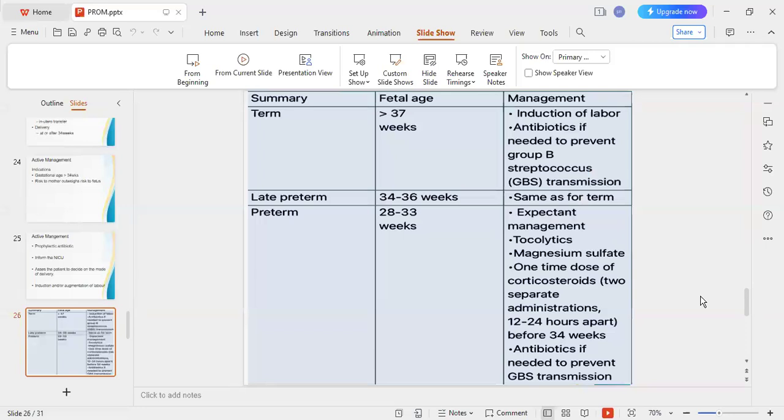So this is a summary of how we manage these patients. When they come at term, we induce labor and give our antibiotics. And if it's late preterm, that's 34 to 36 weeks, as stated earlier, above 34 weeks it's still the same management as the term pregnancy. And if they are preterm, that's from 28 to 33 weeks, we do our expectant management, try to buy time as much as possible, and give our magnesium sulfate, tocolytics for transport or for buying time for lung maturation, and our antibiotic cover as well.